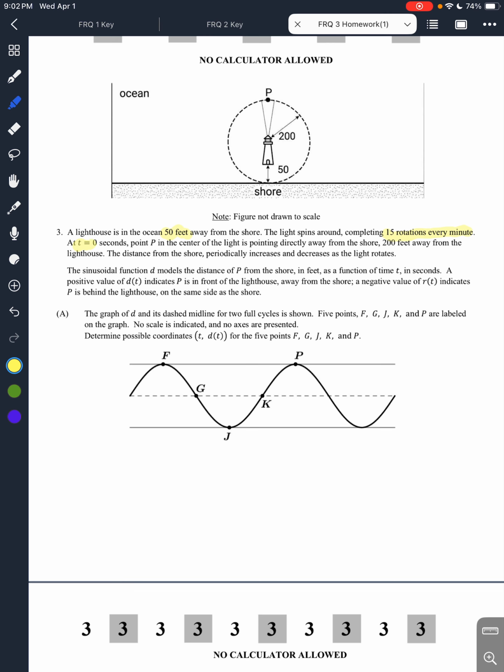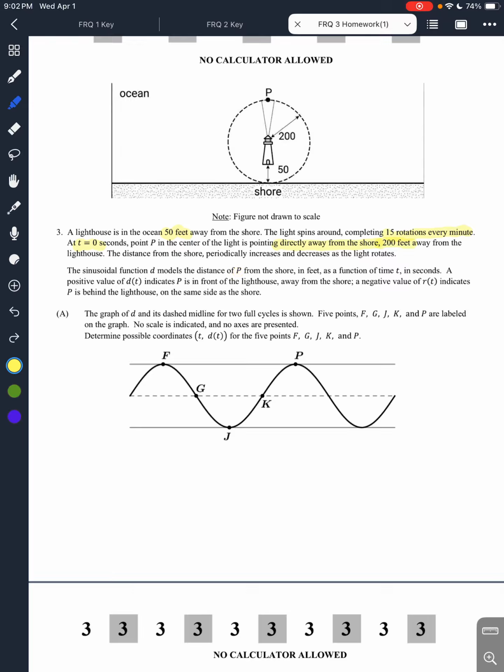At t equals 0, point P is in the center of the light, is pointing directly away from the shore, 200 feet away from the lighthouse. The distance from the shore periodically increases and decreases as the light rotates. The second part will be more or less the same every single time. Only difference is sometimes the letter right there will change, but doesn't really matter.